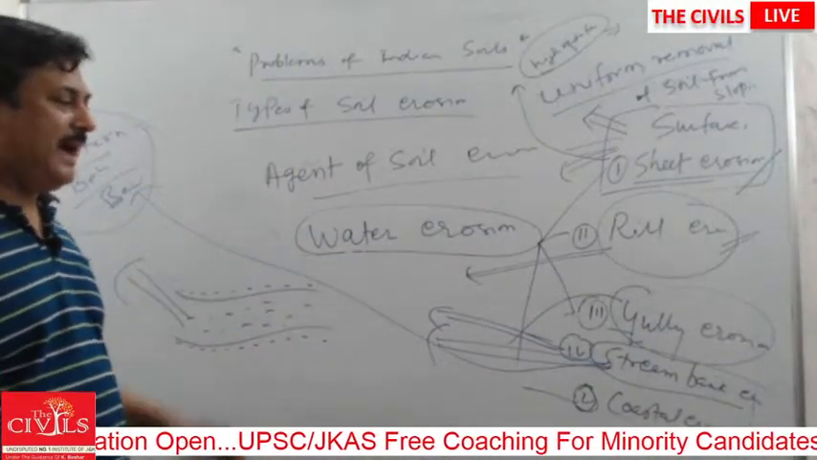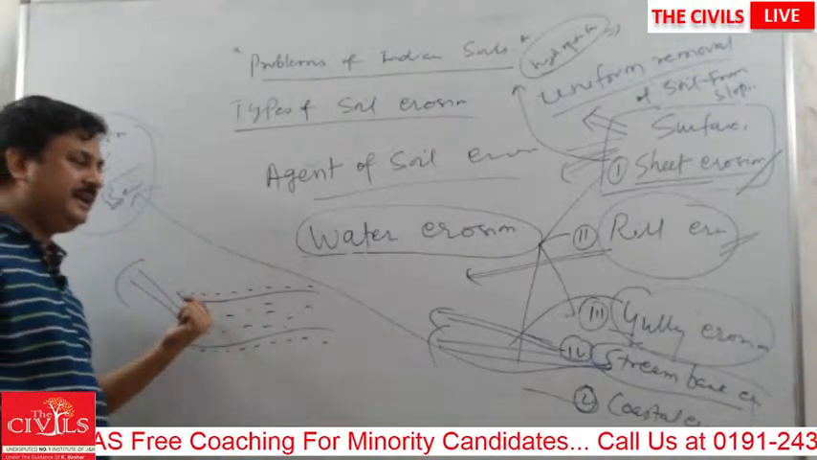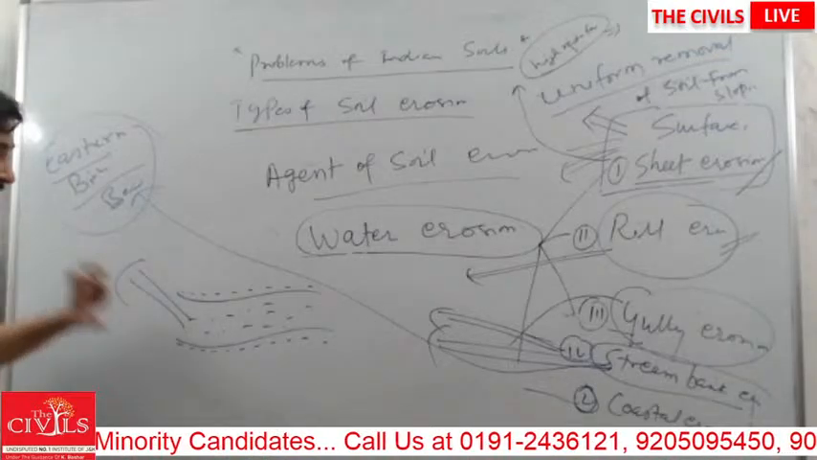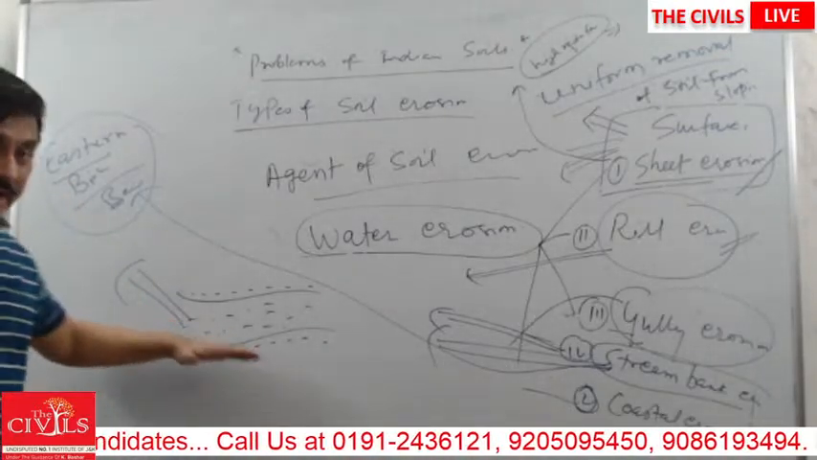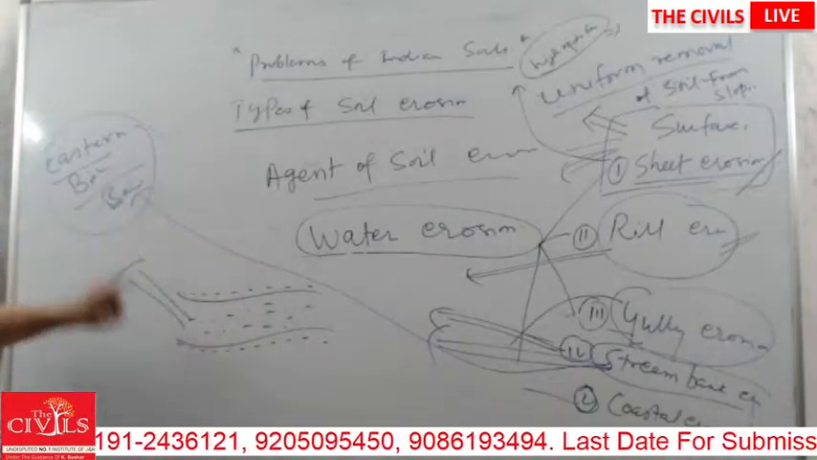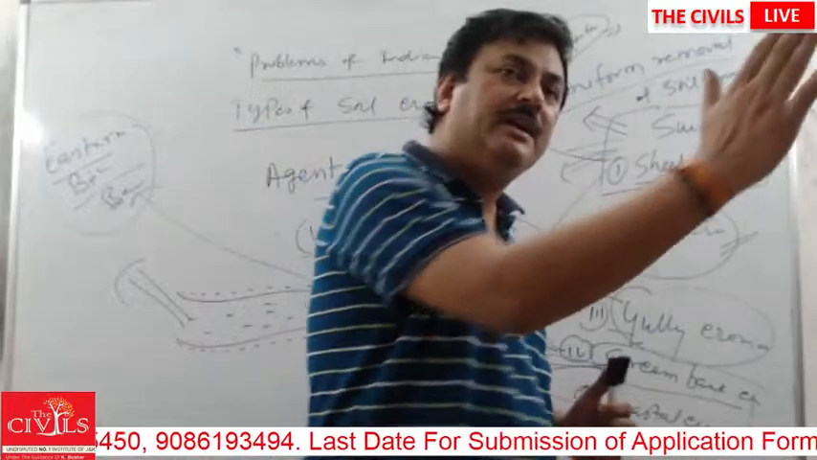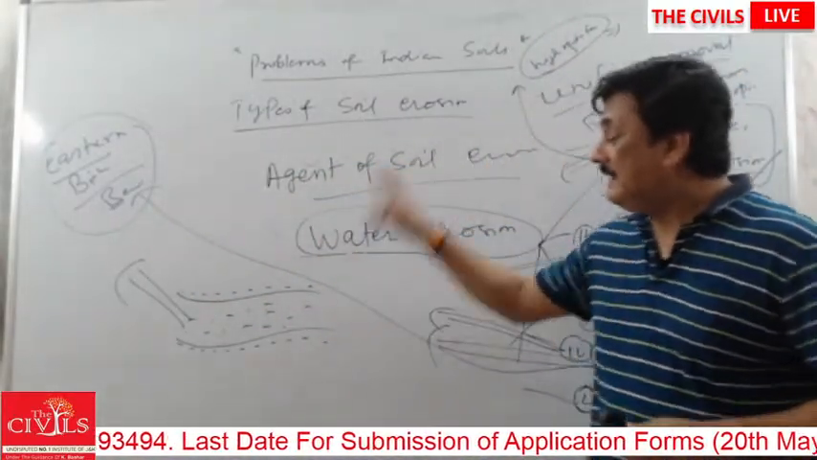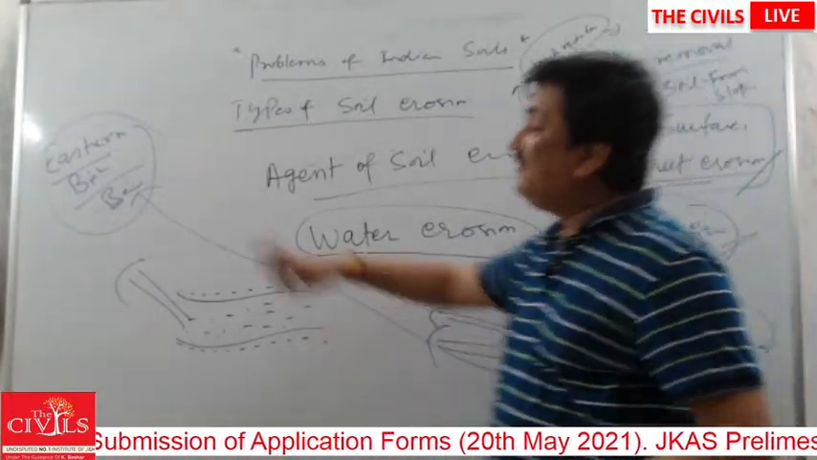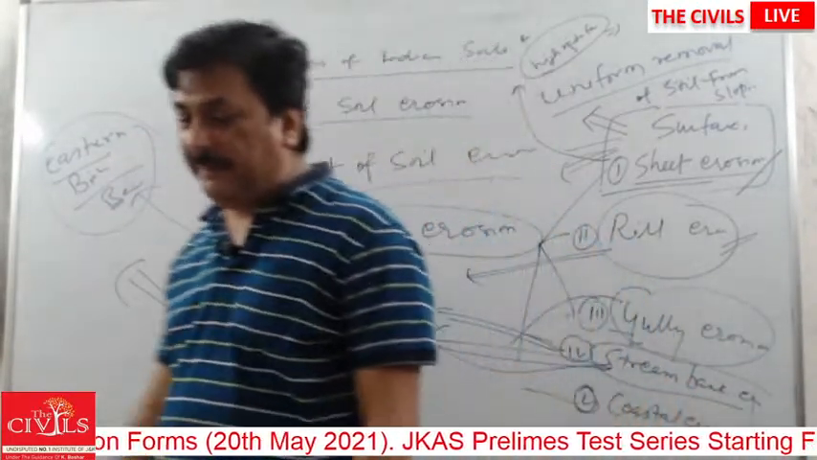Stream bank erosion takes place whenever the volume of water increases in the river, but this type of erosion is restricted only to the plain areas, not in hilly areas. Stream bank erosion is responsible behind the shifting of the course of the river, and this type of erosion is a feature of Eastern Uttar Pradesh, Bihar and Bengal. I hope it is clear.